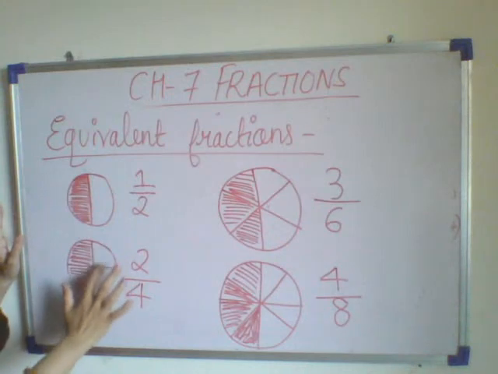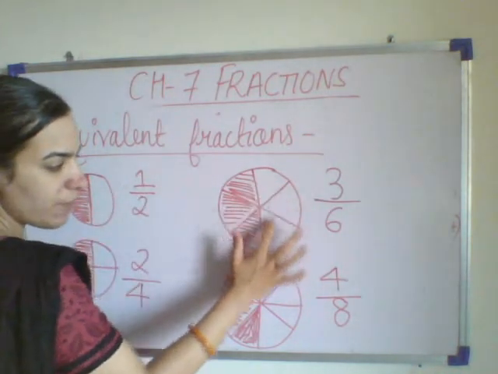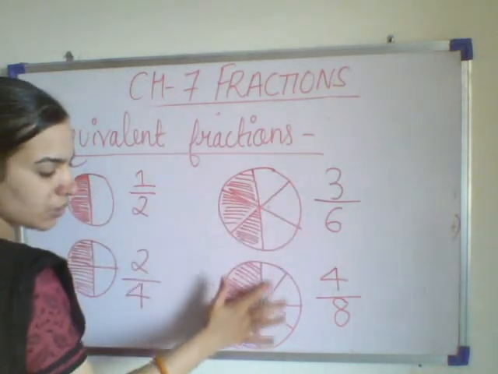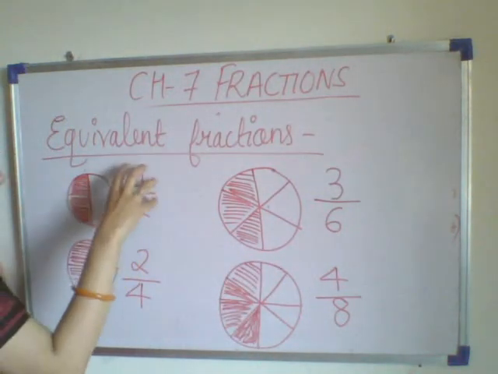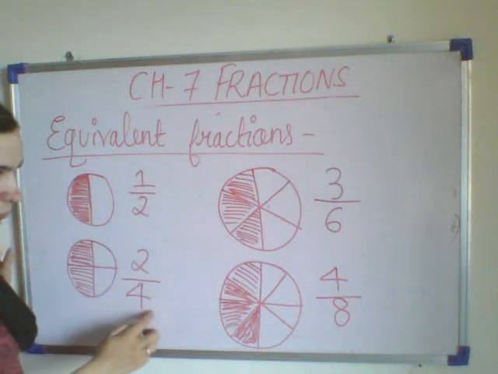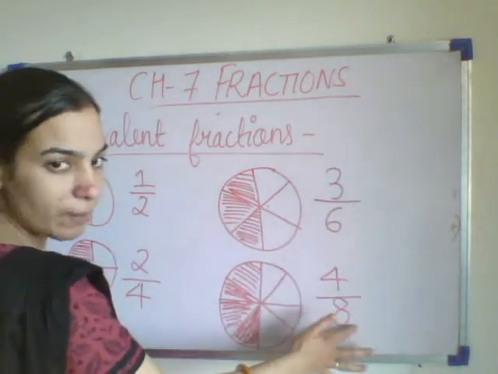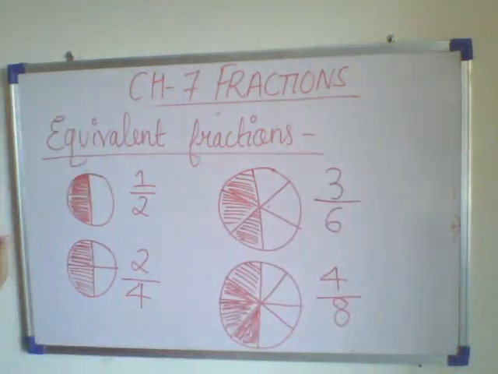You can see in this circle, this half part is not shaded. Here also this half part is not shaded. This half part is not shaded. Here also this half part is not shaded. So we can say that this half, 2 by 4, 3 by 6 and 4 by 8 are equivalent fractions.